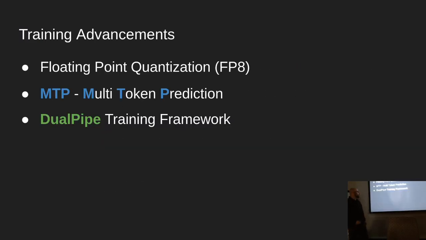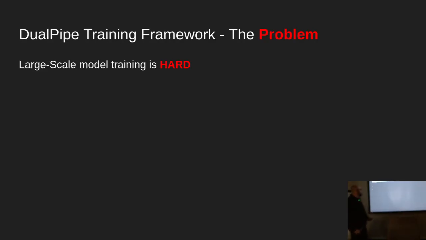Okay, so the next part is the dual pipe training framework. This is the part where they actually saved all the money. And this is the part where it's like, damn, okay, they really knew what they were talking about. So in order to understand dual pipe training, first we're going to talk about what's so hard about training. Large scale model training is freaking hard. You need a huge amount of GPUs utilized at once across a gigantic data set, the sum of all human knowledge, in order to train these things.